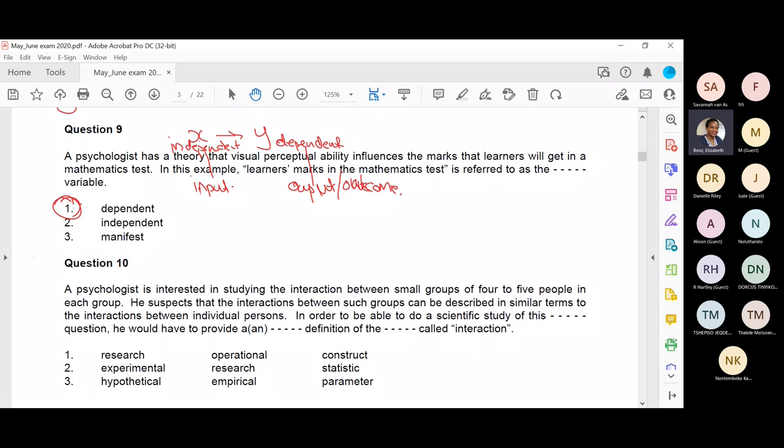It could have also in a way become a manifest, because your visual perception is your latent variable, right? Because they are hidden. It's not something that is out there physically that you can see.